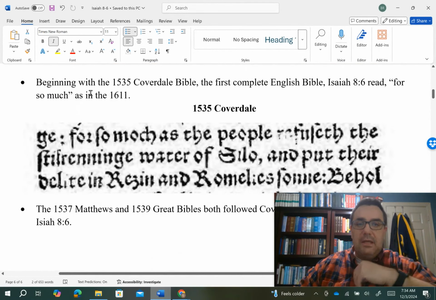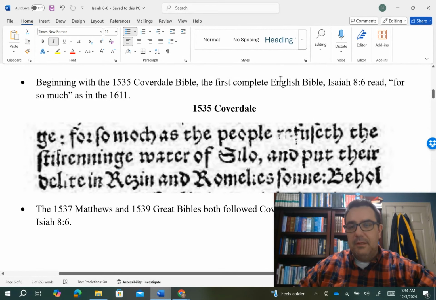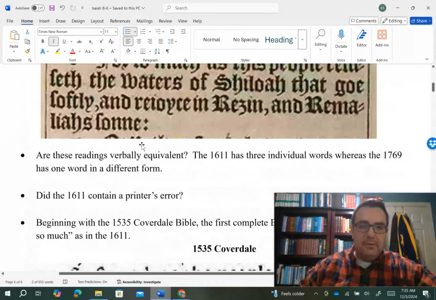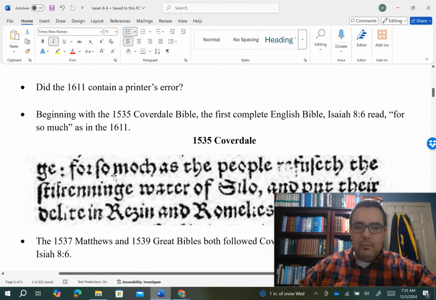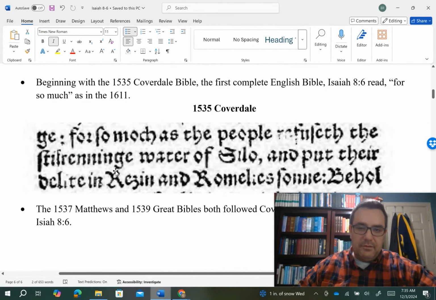Okay, so let's begin by looking at a 1535 Coverdale Bible, which, as most of you know, was the first complete English Bible. And when we look at this, Isaiah 8:6 in Coverdale's Bible read Forsomuch as in the 1611. So here's Coverdale's Bible. You can see right here, Forsomuch. Much is spelled slightly differently, but that is the same idea as the 1611. Forsomuch, three words in 1611, three words in Coverdale's Bible from 1535.